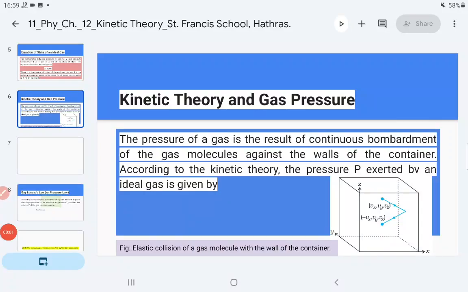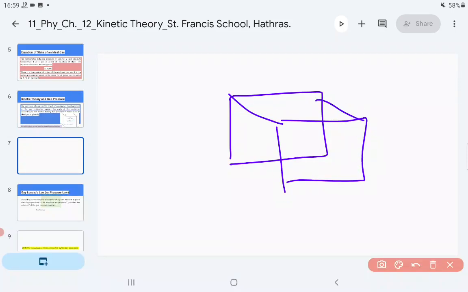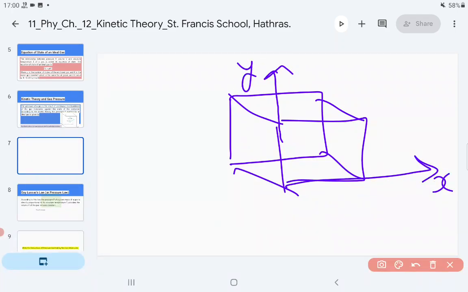Dear students, in the previous part, we studied how much pressure is exerted by gases on the walls of the container. Let me have a quick revision of how we did it. We suppose there is a container filled with many molecules, and let us suppose this is the x-axis, y-axis, and z-axis.